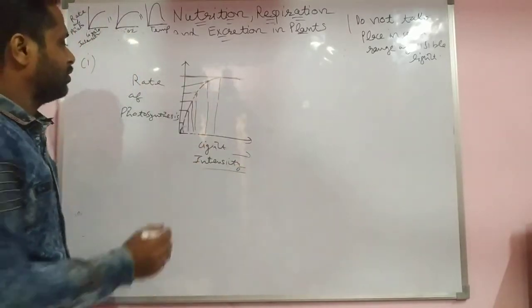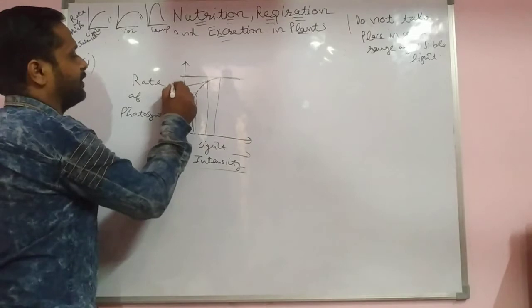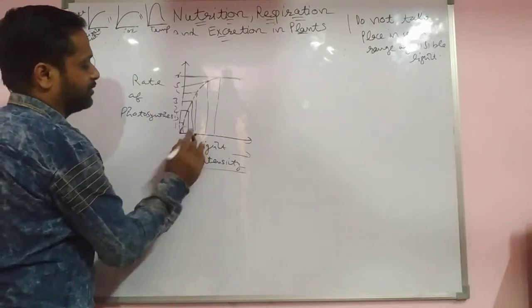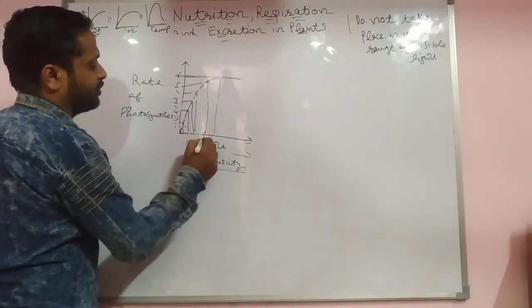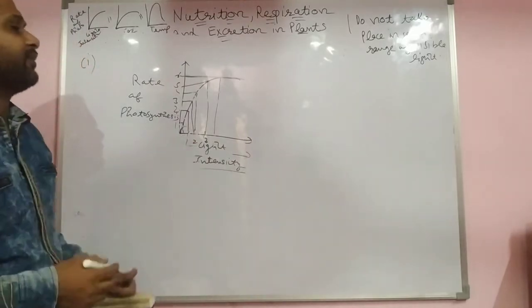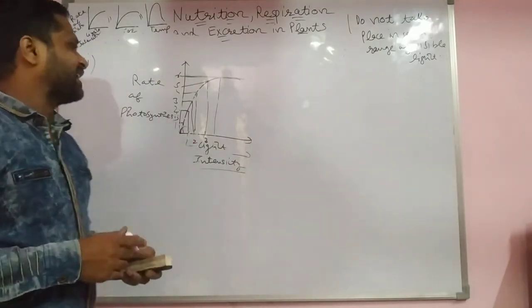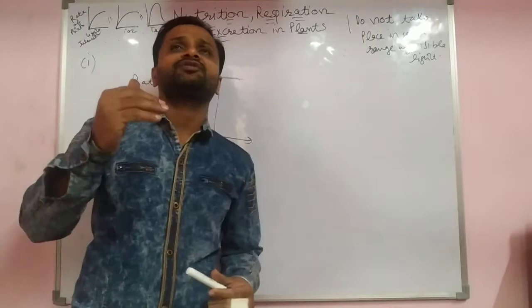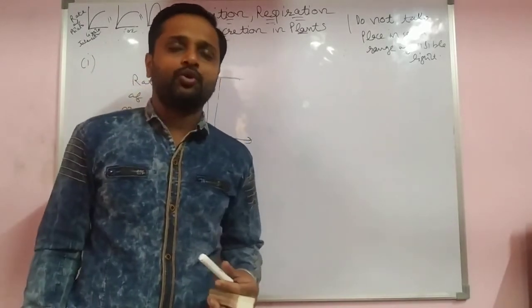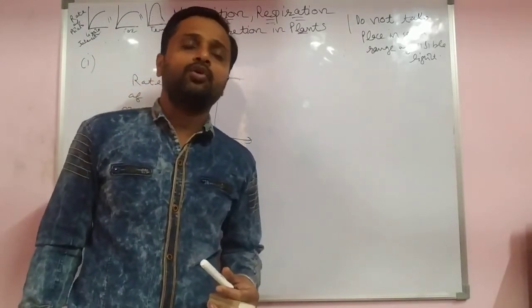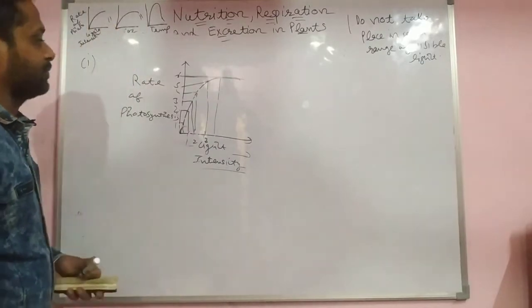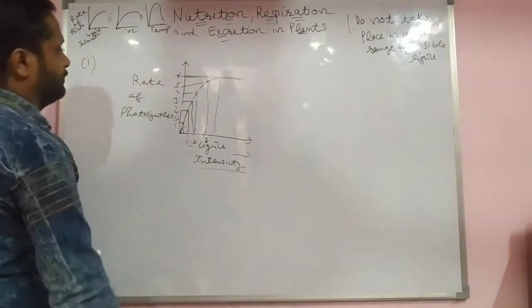1, 2, 3, 4, 5, 6. Intensity 1, 2, 3, like this. If you increase it, the rate also increases, so it is mainly directly proportional. If light intensity is more, there is more breakage of CO2 into C plus O2, and then more glucose will form. Yes, students, this is the first graph, a very easy graph.